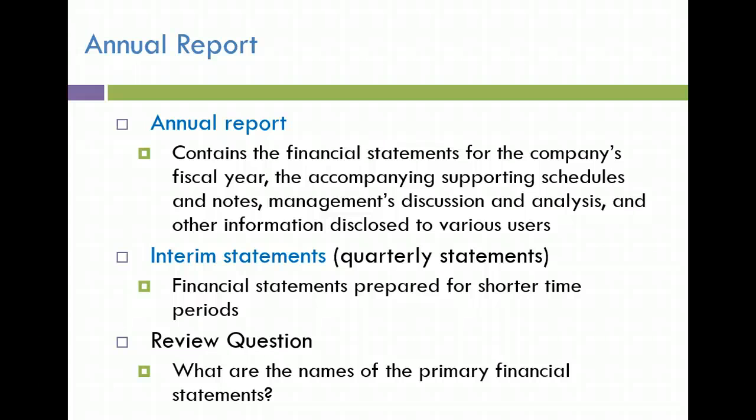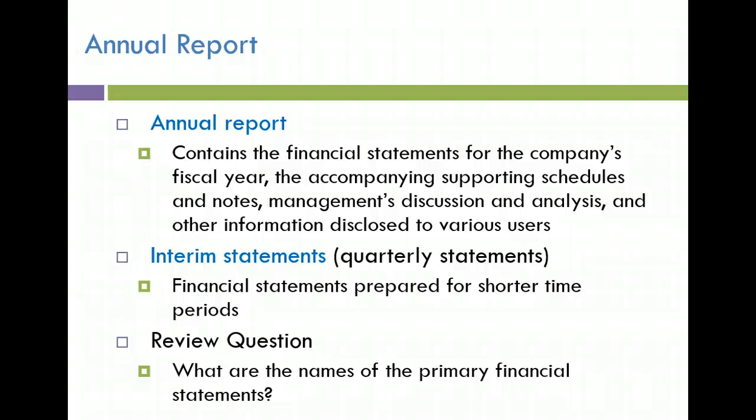And they are what we call interim statements, and if you're a public company, they must be issued to the SEC every quarter. So one question here is, what are the names of the primary financial statements? Balance sheet, income statement, statement of cash flows, statement of retained earnings, or stockholders' equity section.